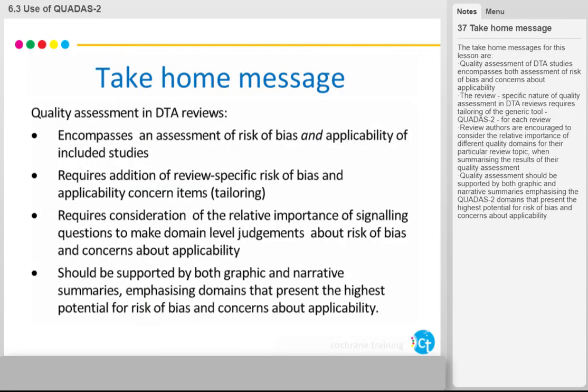So in summary, the take-home messages for this lesson are that quality assessment of DTA studies encompasses both assessment of risk of bias and concerns about applicability. The review-specific nature of quality assessment in DTA reviews requires tailoring of the generic tool, QUADAS-2, for each review. Review authors are encouraged to consider the relative importance of different quality domains for their particular review topic when summarizing the results of their quality assessment. Quality assessment should be supported by both graphic and narrative summaries, emphasizing the QUADAS-2 domains that present the highest potential for risk of bias and concerns about applicability.